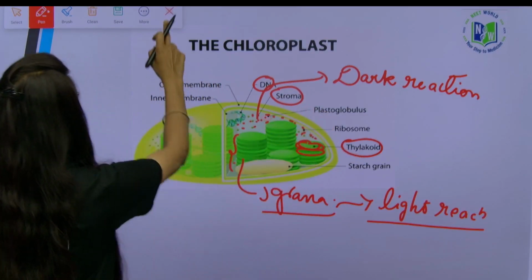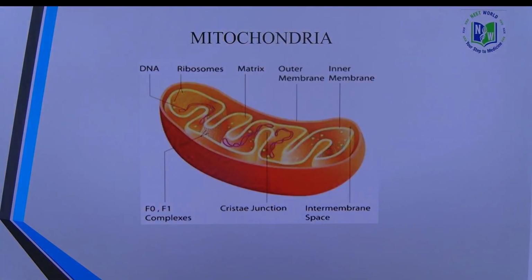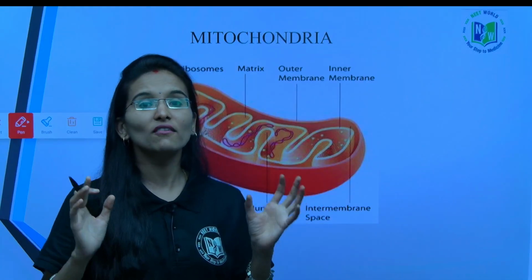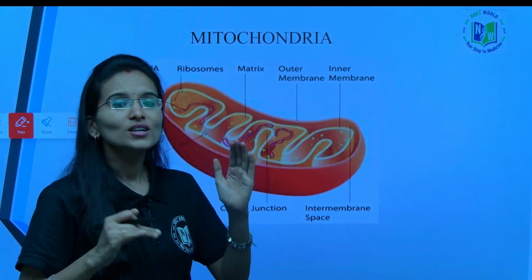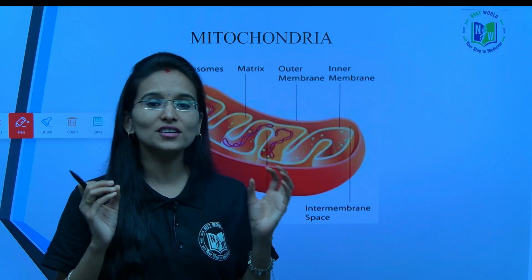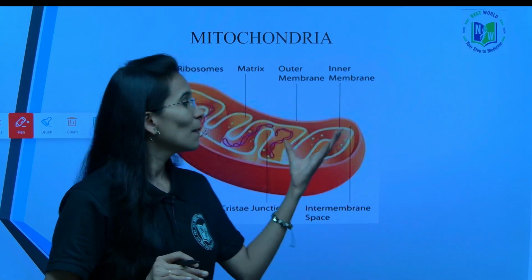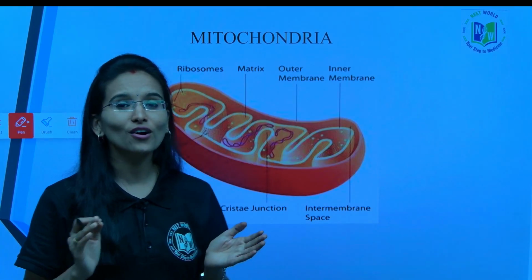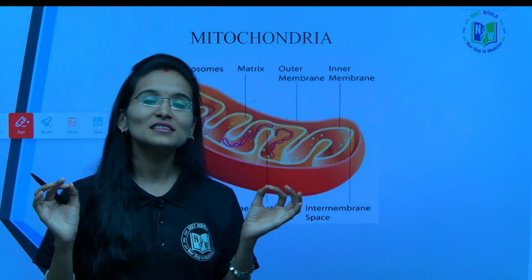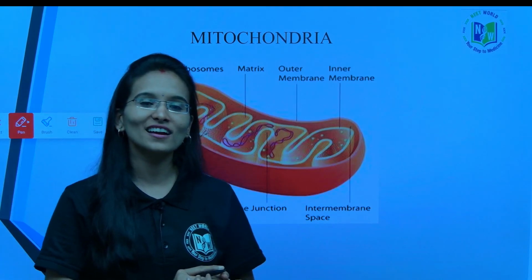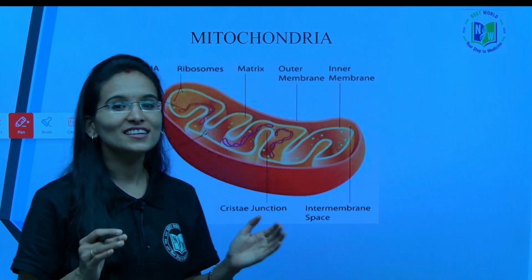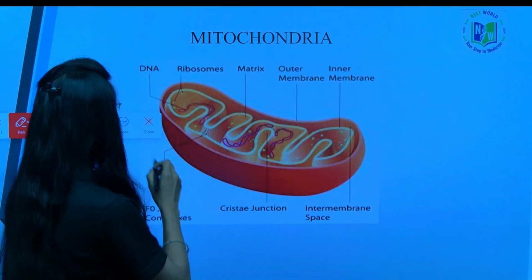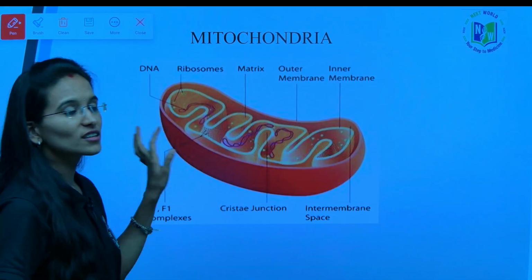Yes. And the next double membrane bound cell organelle is the mitochondria. Mitochondria is called the powerhouse of the cell. So, I will give you some interesting facts about the cell organelles. Mitochondria is called the powerhouse of the cell, chloroplast is called the kitchen of the cell, nucleus is called the brain of the cell, and lysosomes are called the suicidal bags of the cell. These are some interesting facts to be remembered. So, this is a double membrane bound cell organelle, that is mitochondria.